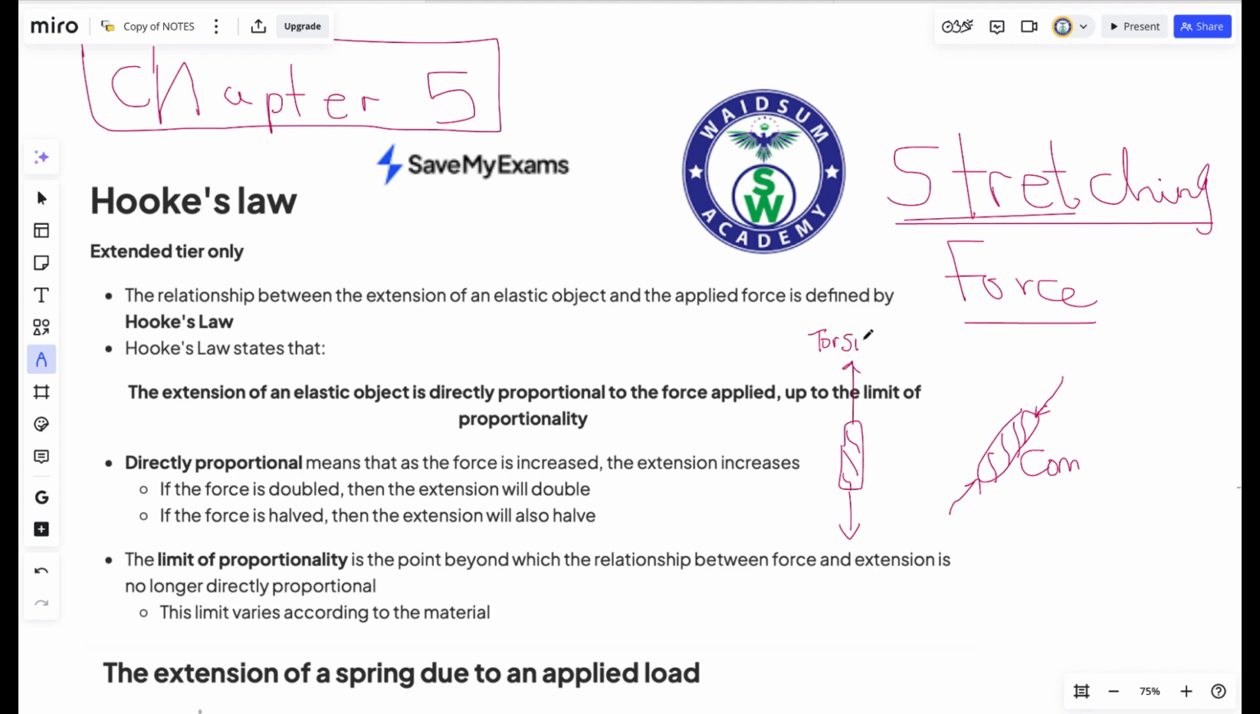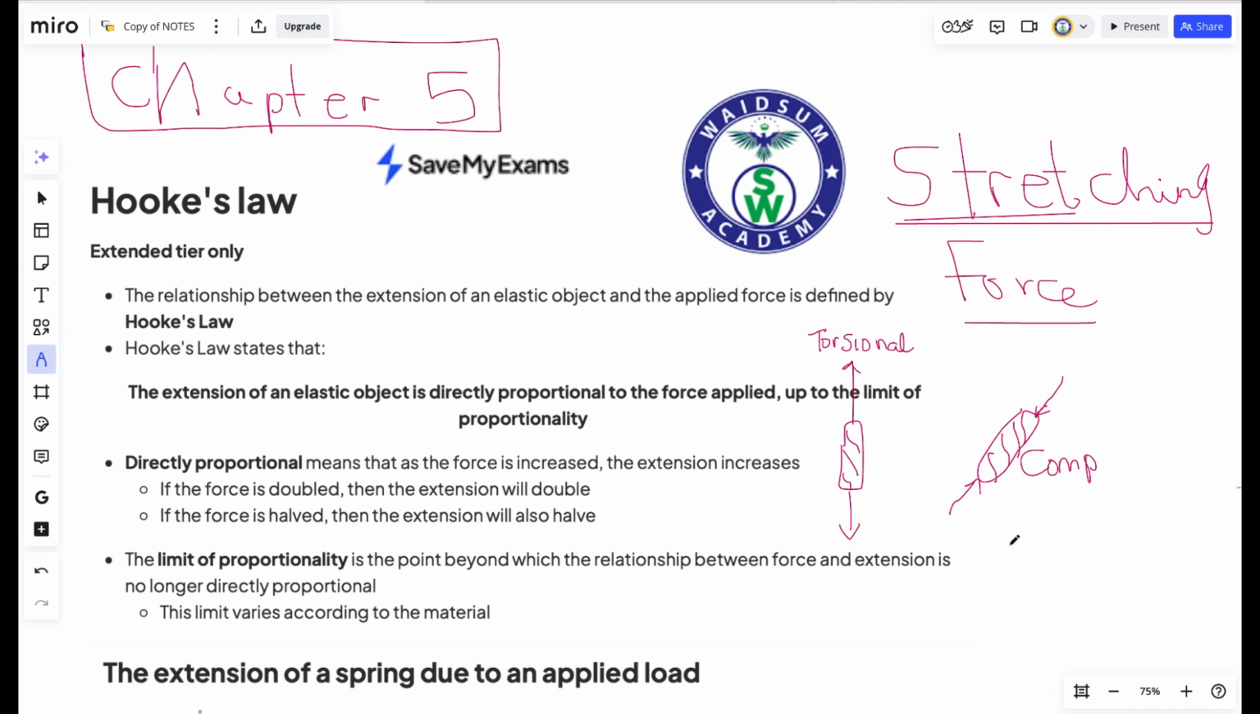So materials that can be stretched can be stretched in different directions or different orientations. It could be torsional, it could be compressional, depending on the way the force is being applied to the material. So if you pull a spring apart, you apply a torsional force, and if you push it against itself, you apply what we call the compressive force. Is that okay?